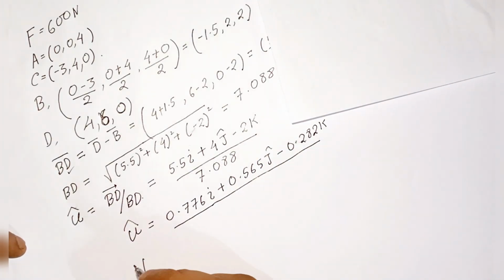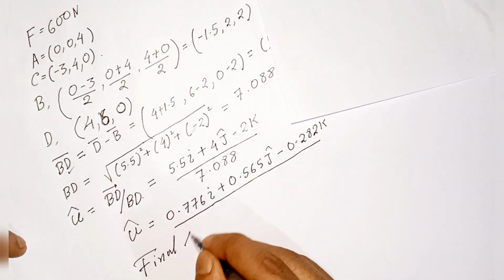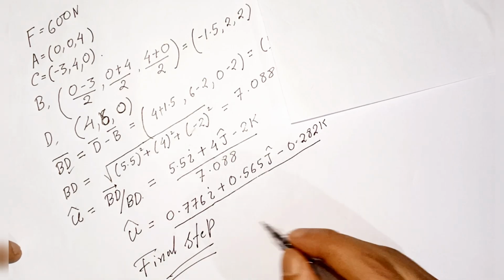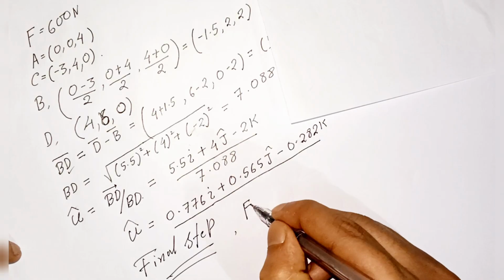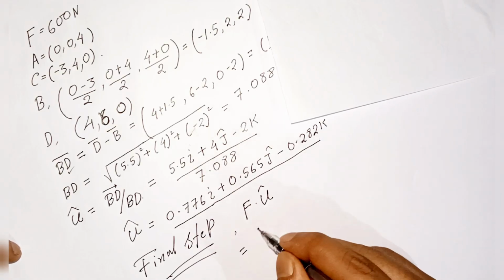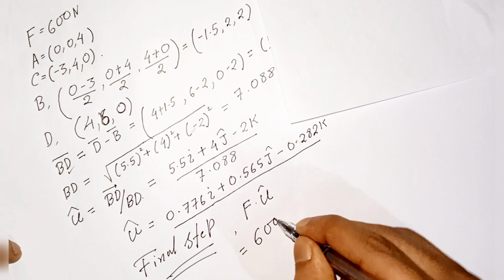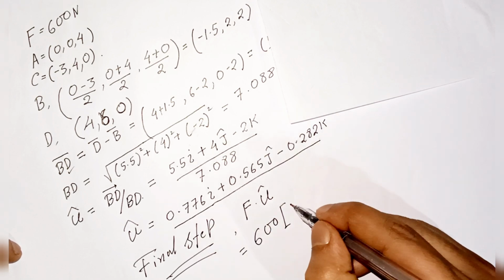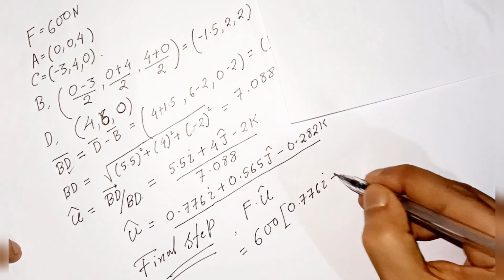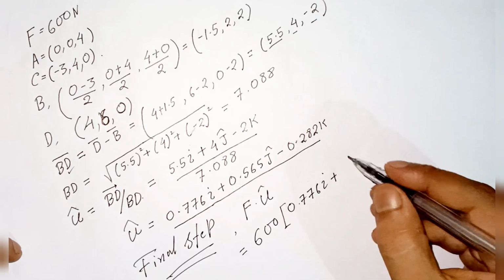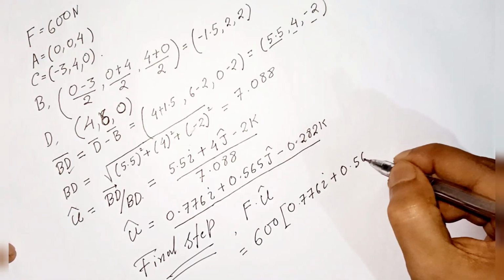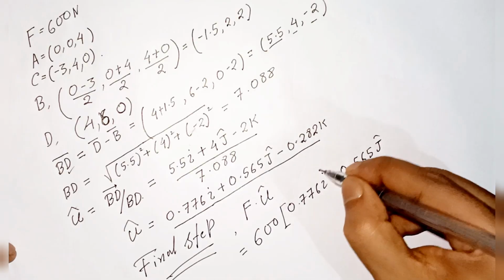So finally, the final step is coming. What do we actually find? According to the question, we find F into U cap, meaning force into unit vector. This is the question actually. Force is 600 Newton. Putting the value of the unit vector, 0.776 I cap plus 0.565 J cap minus 0.282 K cap, and calculate, we will get the answer.